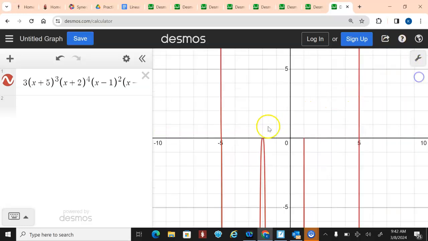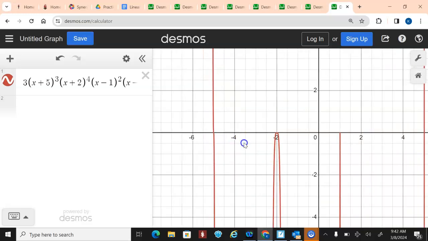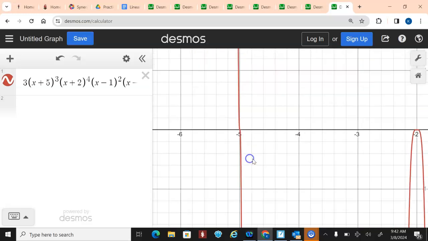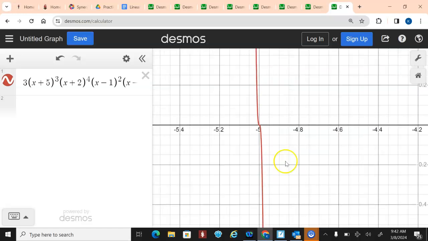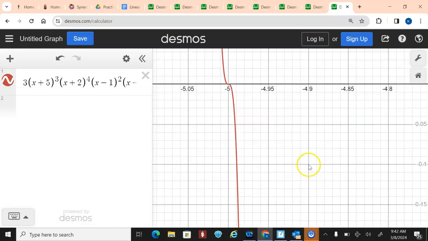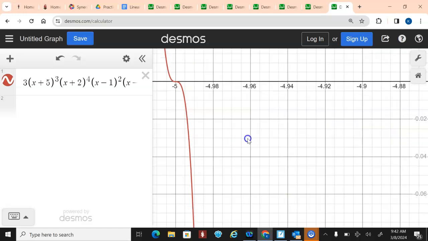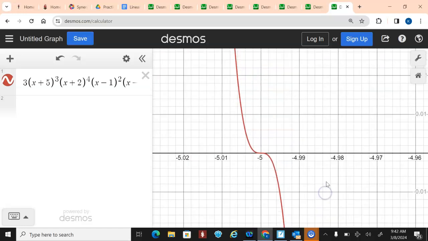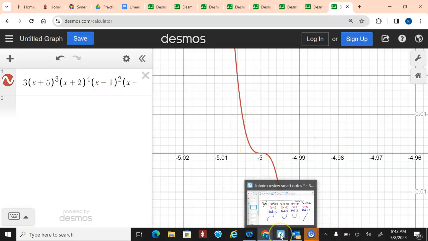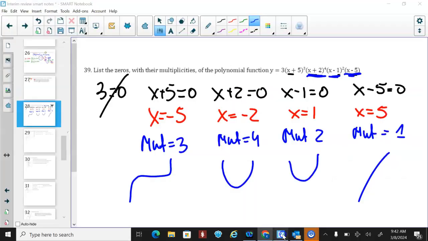Let me hit home very quick. This one looks like a bounce. This one looks like a slide, but it's not. When you get closer to it, you can see it's sliding. So it goes down, slides on the top, and then it goes down. So it comes down, slides, so it's not slicing, so that's 3. So again, use Desmos to your advantage.